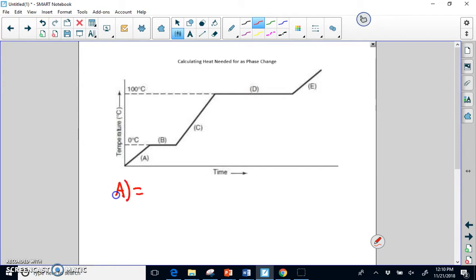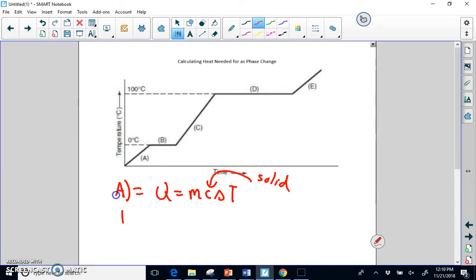The temperature is going up, so you're going to use the equation Q equals MC change in T. But you need to make sure you use the specific heat of water as a solid, because that's a solid at that point.